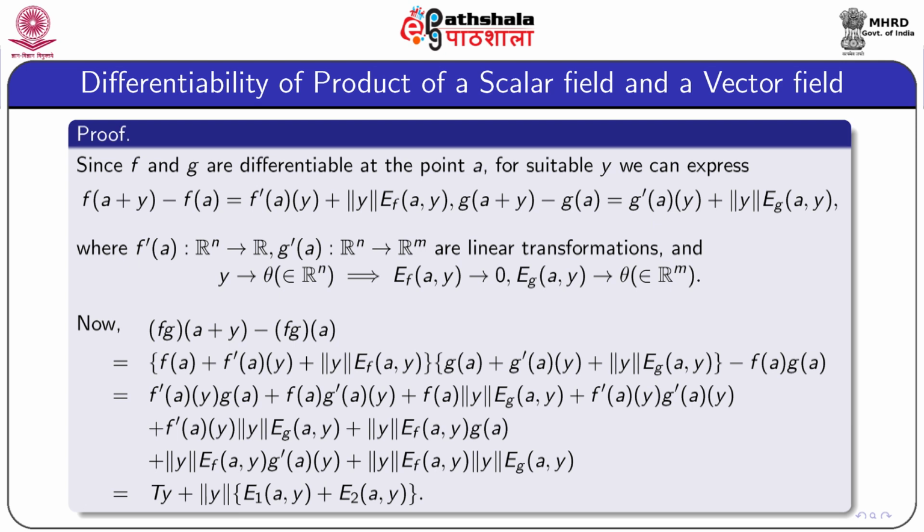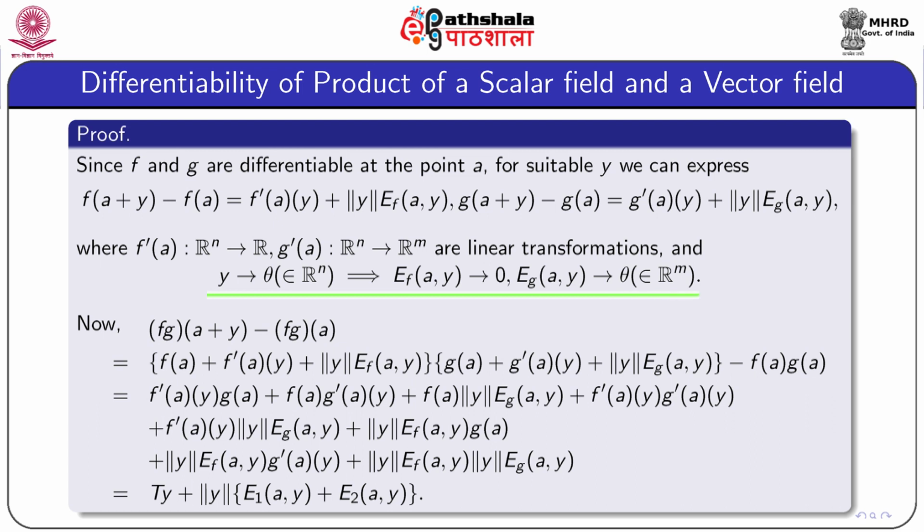Since f and g are differentiable at the point a, for suitable y we can express the increment of f and g as follows: f(a+y) minus f(a) equals f'(a)(y) plus norm y times e_f(a,y), and g(a+y) minus g(a) equals g'(a)(y) plus norm y times e_g(a,y). Here f'(a) from Rn to R and g'(a) from Rn to Rm are linear transformations. Also, as y tends to theta, we have e_f(a,y) tends to 0 and e_g(a,y) tends to the 0 vector in Rm.